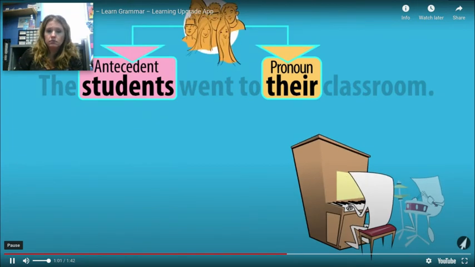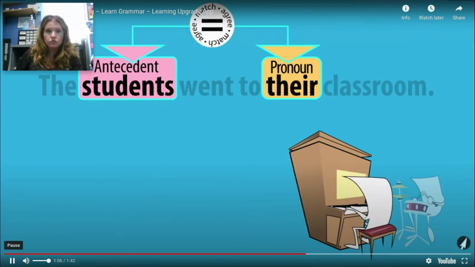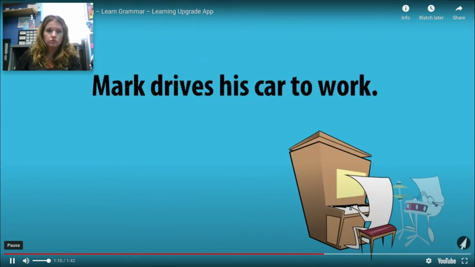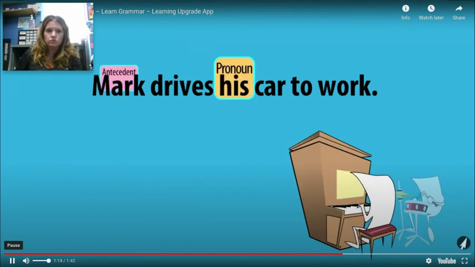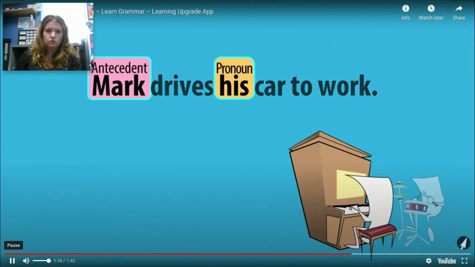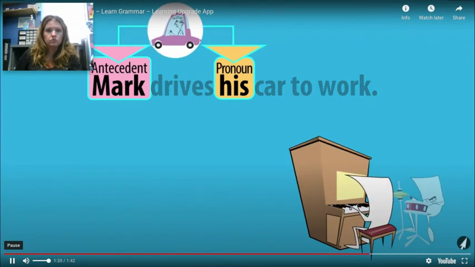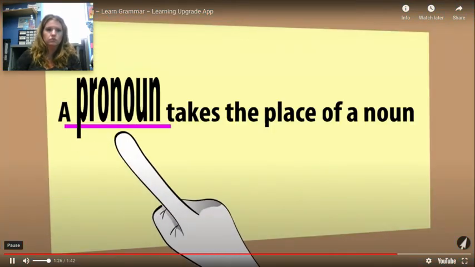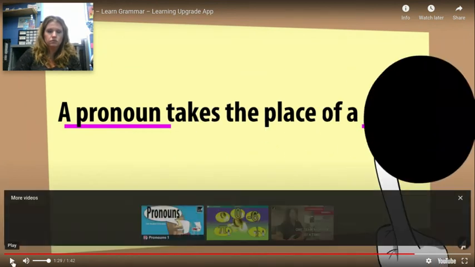Students is many people. The pronoun there is in agreement. Mark drives his car to work. His is the pronoun. Mark is the antecedent since Mark is one man. The pronoun his is in agreement. A pronoun takes the place of a noun.